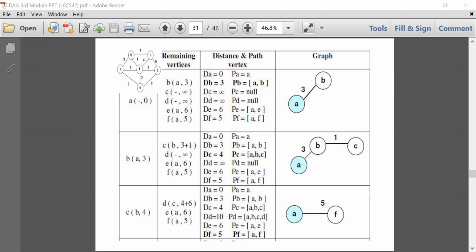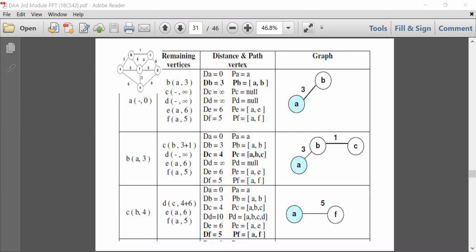Similarly, I don't know the distance to C, and I don't know the distance to D right now. That's why that will be infinity. And I also don't know the path to C or the path to D, so that will be null. Then the distance to E is 6, as I know from this. That's why DE is equal to 6. The distance to F will be 5, so I'll write DF equal to 5. And the path to F is obviously AF, and the path to E is AE. That is what I'm going to write: A comma E, A comma F.